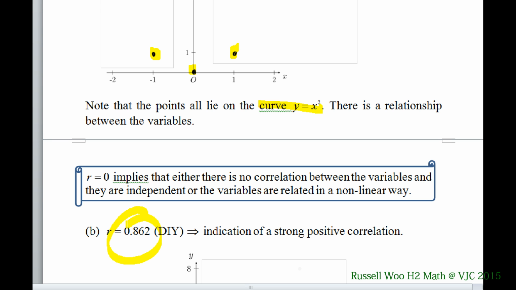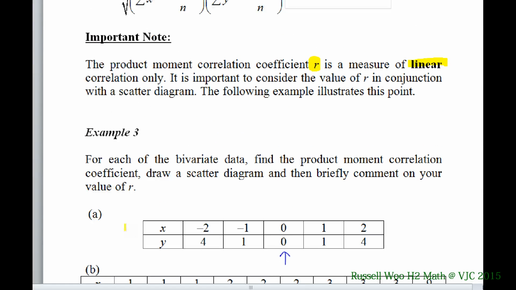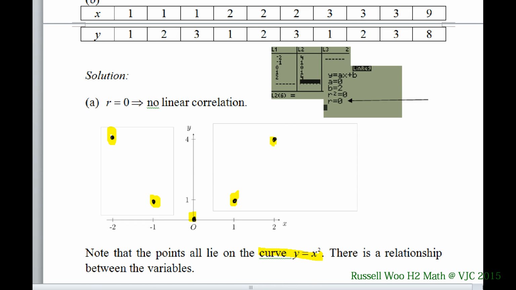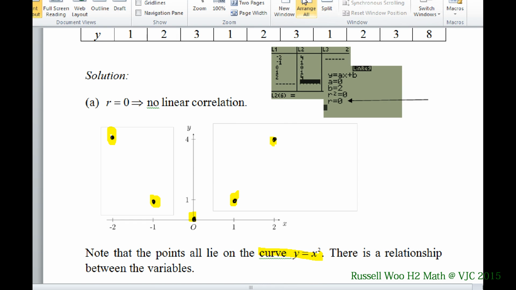This suggests that there is a strong positive correlation. Correct? Because it's close to 1. Fair enough? Fair conclusion. But remember what I said earlier, just before example 3, that you should also consider the value of R in conjunction with a scatter diagram. Example 3 asks us to draw a scatter diagram. So we draw. This one also no need GC to help us. We can actually do it.